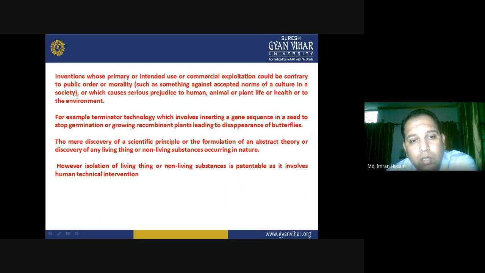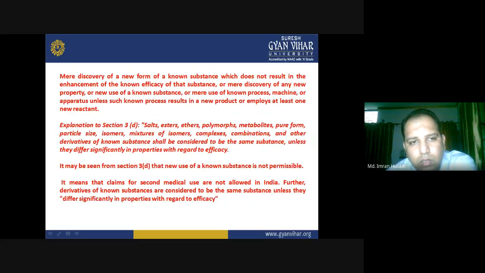The mere discovery of a scientific principle or the formulation of an abstract theory, or discovery of any living thing or non-living substance occurring in nature. However, isolation of a living thing or non-living substance is patentable as it involves human technical intervention.